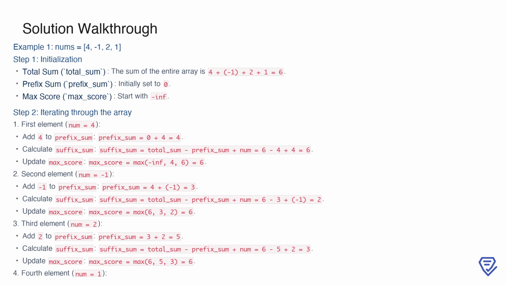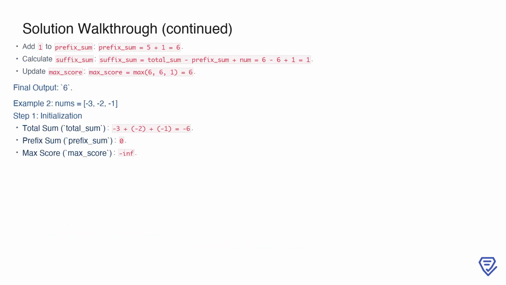Finally, for the fourth number, 1. Adding 1 to the prefix_sum gives us 6. The suffix_sum for this step is calculated as 6 - 6 + 1 = 1. At this point, we again update max_score by comparing it with the prefix_sum and suffix_sum. The maximum value remains 6, which is our result for this example.